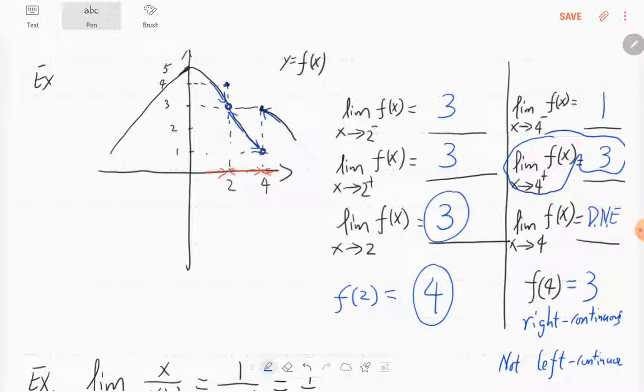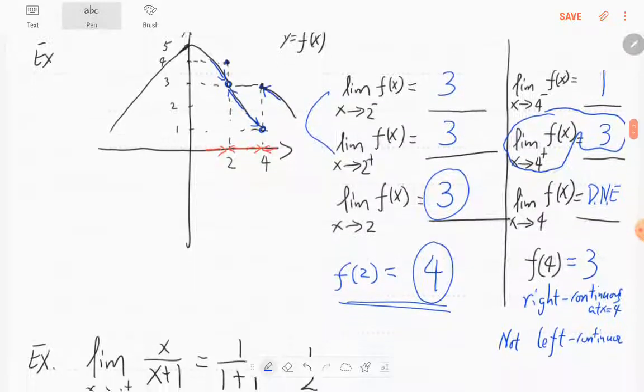So this is right continuous but not left continuous at x equals 4. At x equals 2, it is neither left continuous nor right continuous, because the one-sided limits are equal to 3, not equal to 4. f of 2 equals 4.